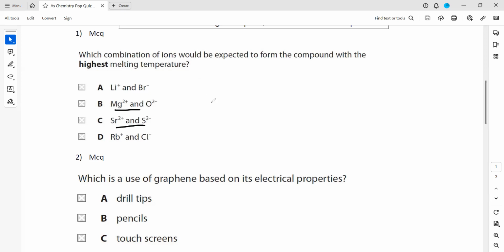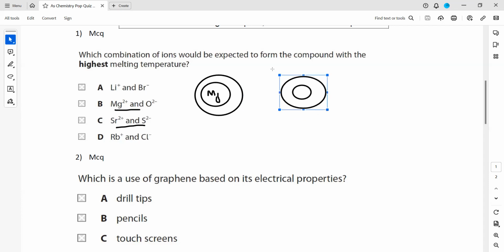Now we check the size, which has the smaller size. When we draw the magnesium ion, the magnesium electronic configuration is 2, 8, 2 for the atom, but for the ion it will be 2 and 8. And for oxide, oxygen has first shell 2, second shell 6, and then it takes 2 electrons, so it becomes the oxide ion. So two shells are there.